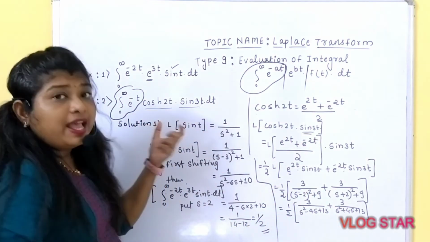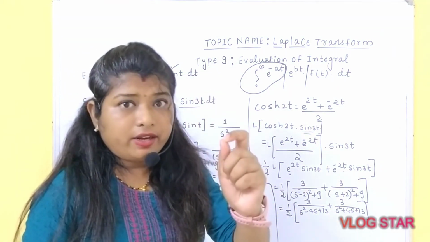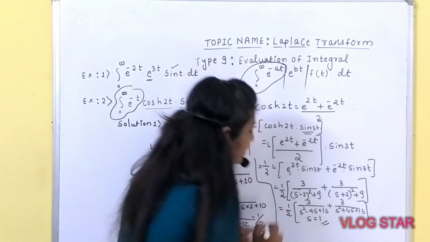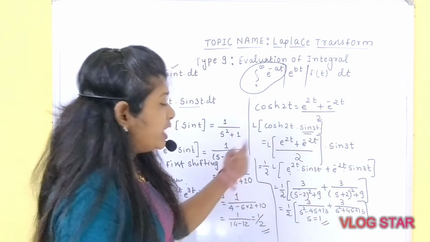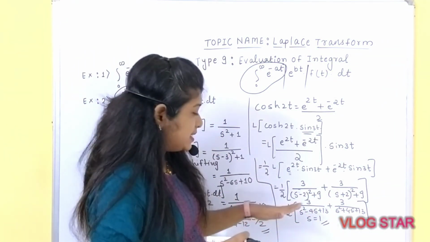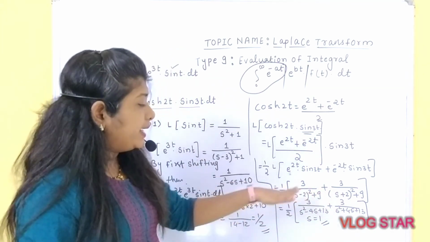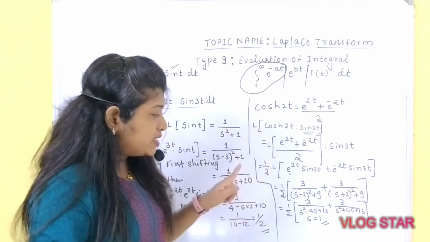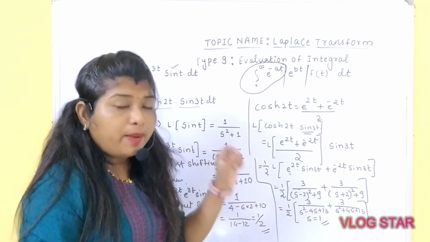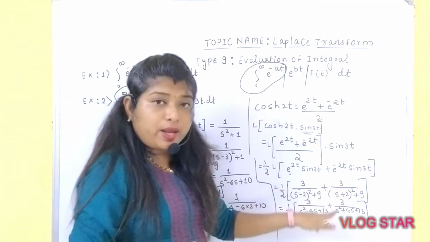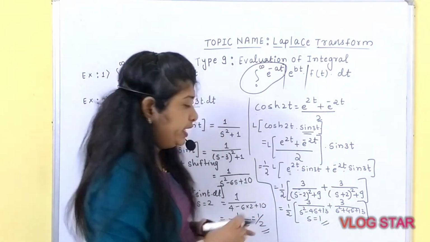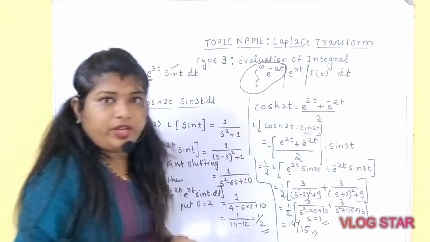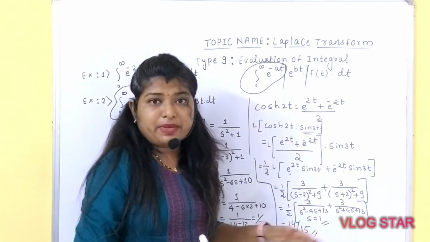The final answer, as it is evaluation of integral, we have to substitute s is equal to 1 in this Laplace. After substituting s is equal to 1, you can take 3 by 2 outside the bracket. What is there inside? 1 upon 1 square is 1 minus 4 plus 13 plus 1 upon 1 plus 4 plus 13. After calculation, you will get 14 upon 15. You have to check whether you are getting the same answer or not.